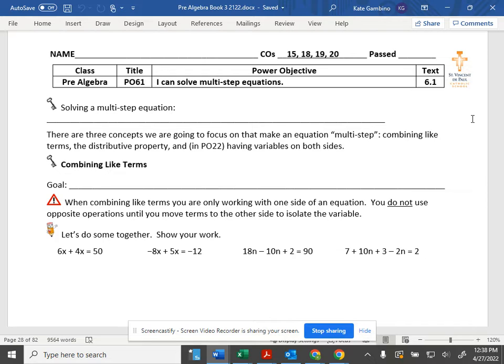So PO61, I can solve multi-step equations. So solving a multi-step equation: an equation with more than two steps. So a multi-step equation has more than two steps.